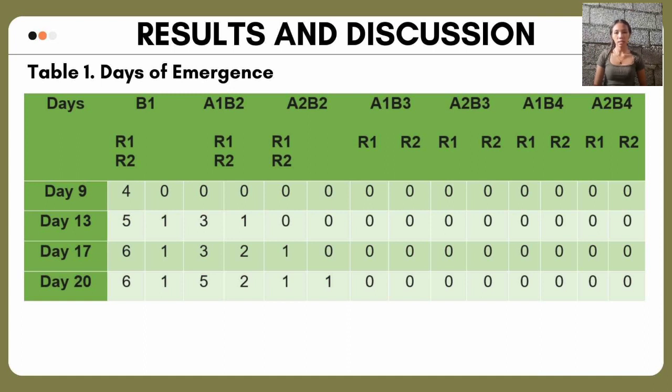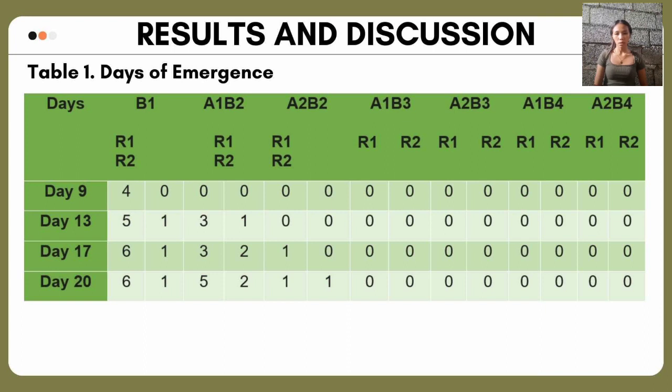Moving to day 17, the control group, or B1, demonstrated an increased emergence in replication 1, with an additional plant making it 6 out of 10. However, replication 2 remained unchanged at 1 out of 10. A1B2, despite having no additional emergence in replication 1, showed a slight increase to 2 out of 10 in replication 2.